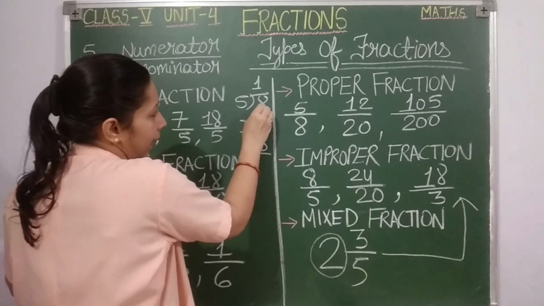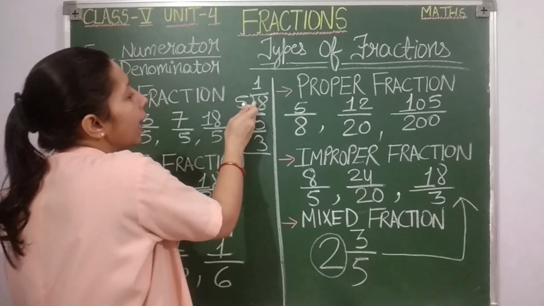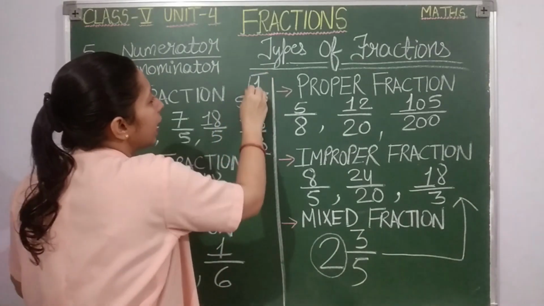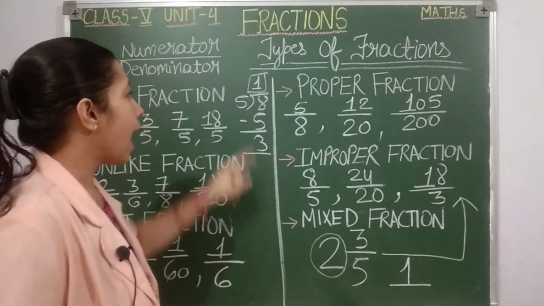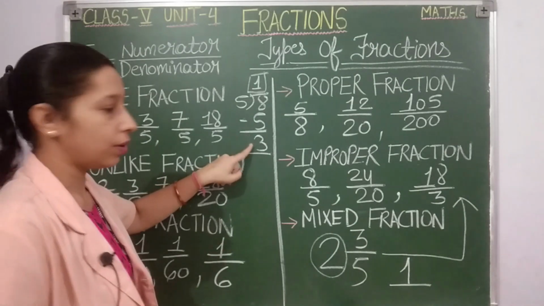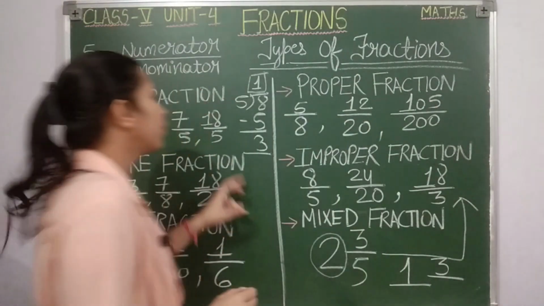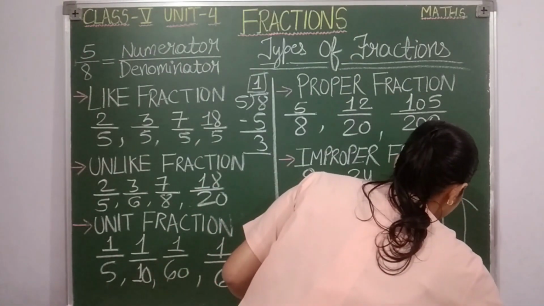So from this 8, how many times have I taken 5, students? From 8, how many times could you take 5? Only one time. So this 1 will be written as whole. Here I will write 1 whole. And how much is the remainder here? 3. So remainder will become my numerator. And with which number have you divided? You have divided it with 5. 5 will become my denominator.